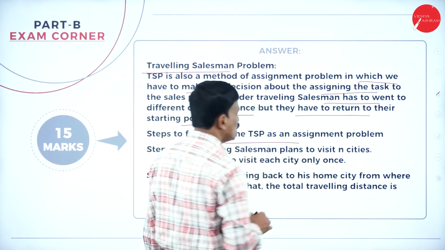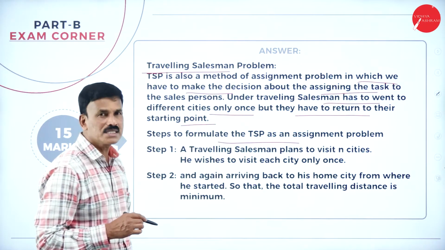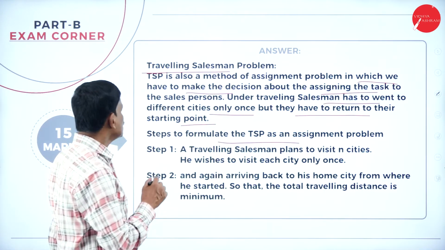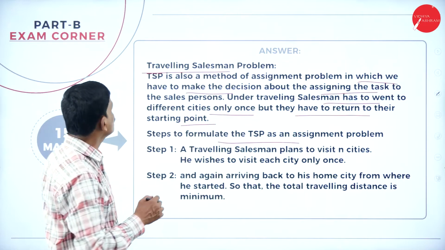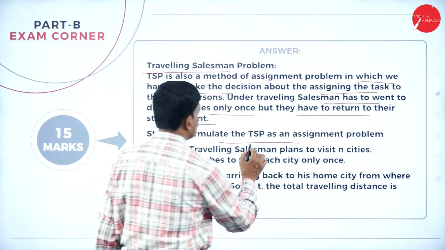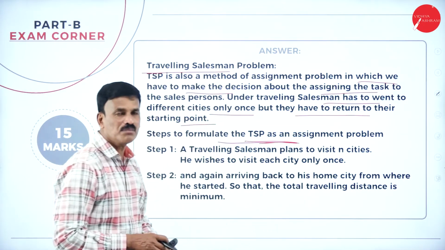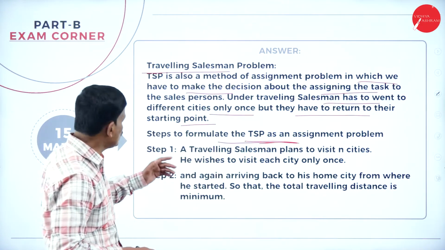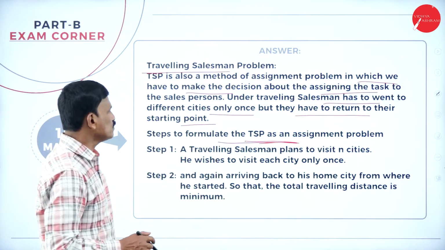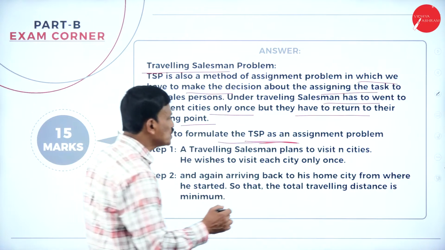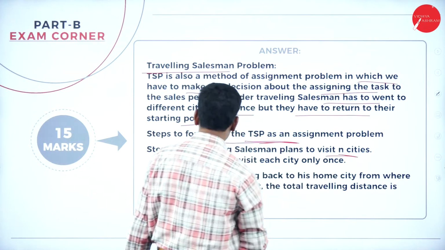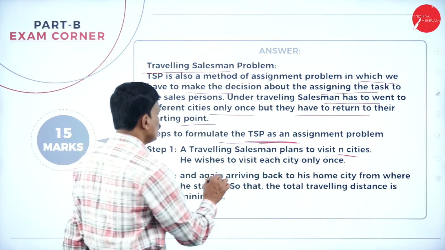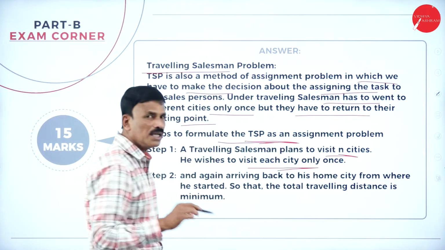Steps to formulate a transportation problem as an assignment, that is, the traveling salesman's problem as an assignment problem, involve the following steps. What are the steps? A traveling salesman plans to visit n cities. He wishes to visit each city only once.